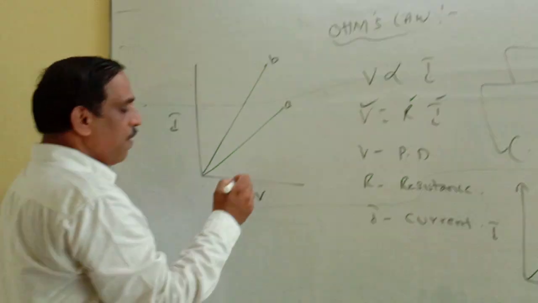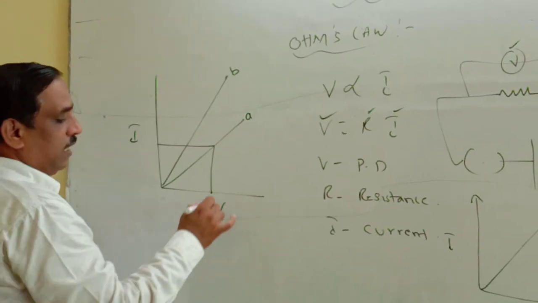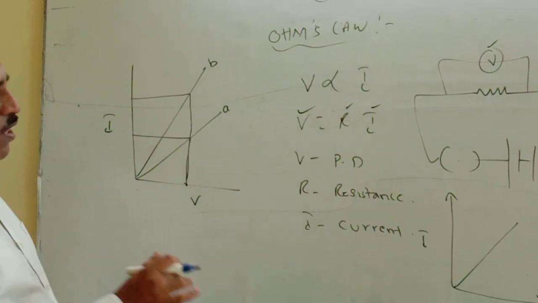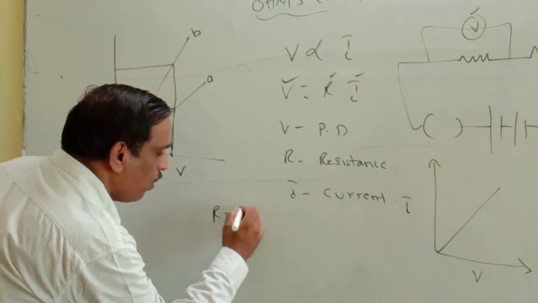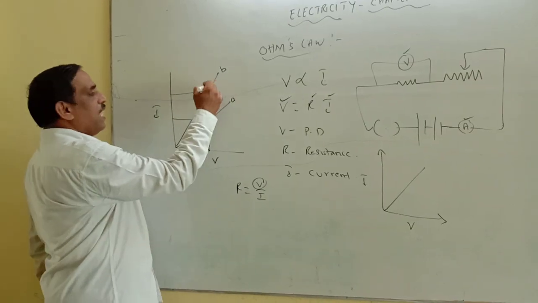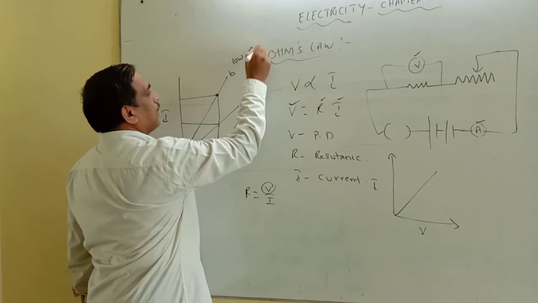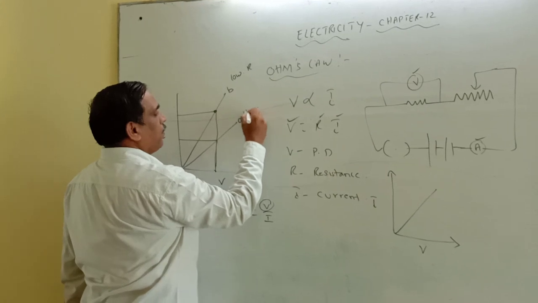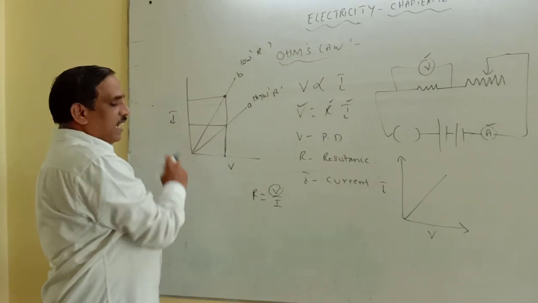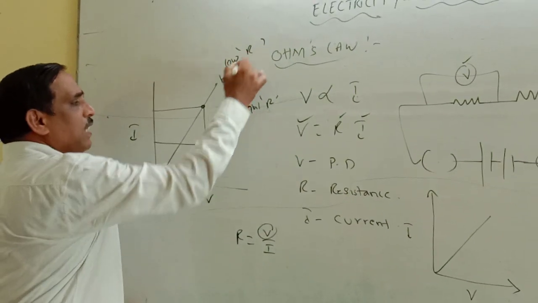What we have to do is fix the V value and then take the I value for that. At the same V value we take the I value of the second one. And we know that R is equal to V by I. For the same V, the I is higher for this one. The higher the I, the lower the resistance, and the lower the I value, the higher the resistance. So we find that A has higher resistance, B has lower resistance.